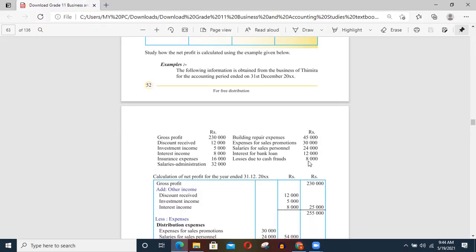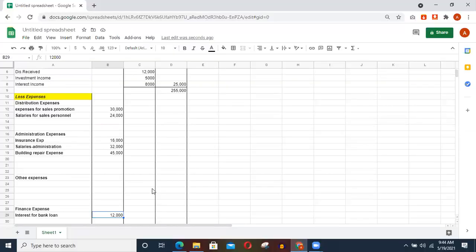And we have the last one, losses due to cash frauds. So we know that if it doesn't belong to other categories, as a final resort, it comes under which column? It comes under other expenses, right? So over here as a last thing you mention loss of cash frauds 8,000 over there.